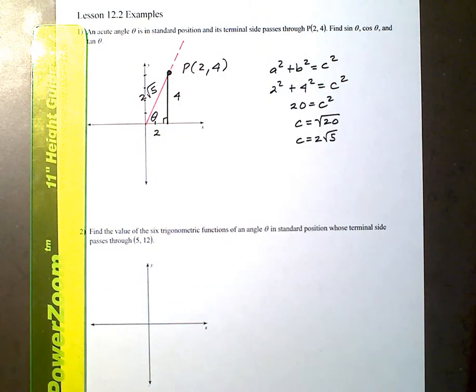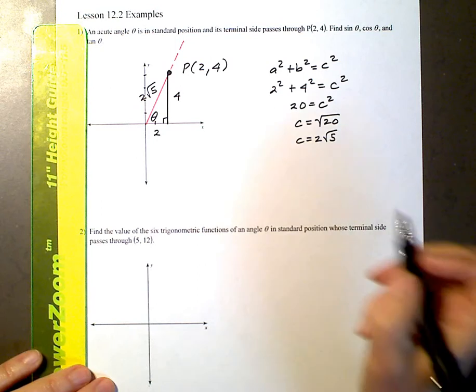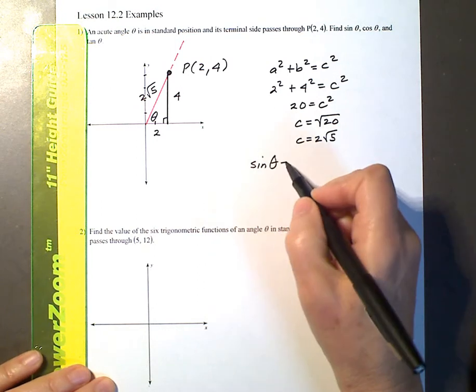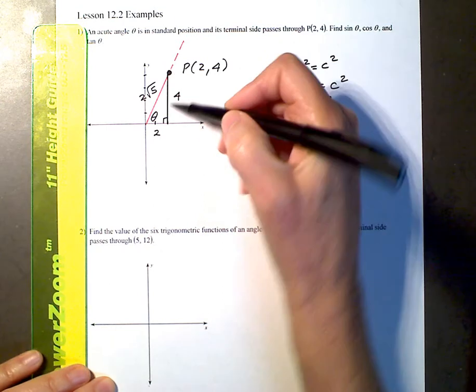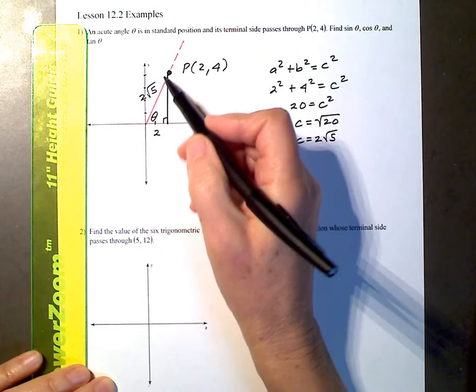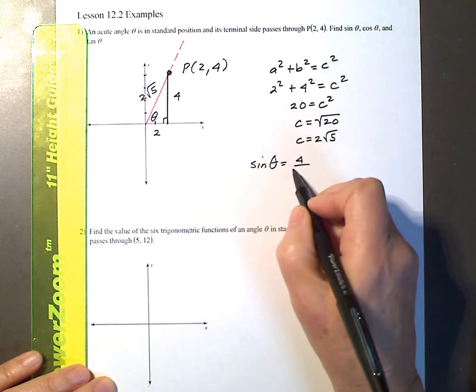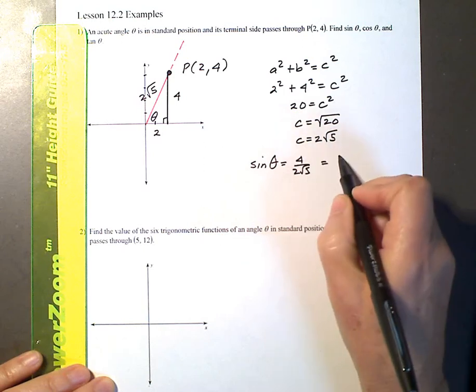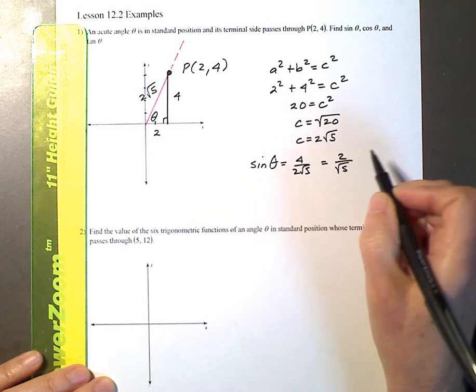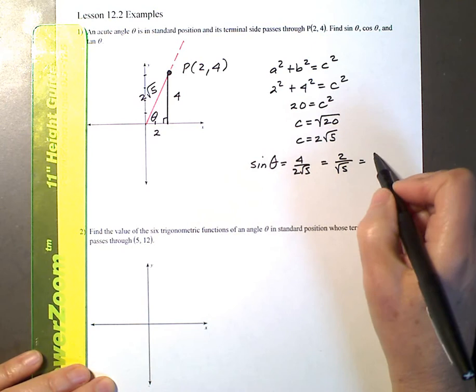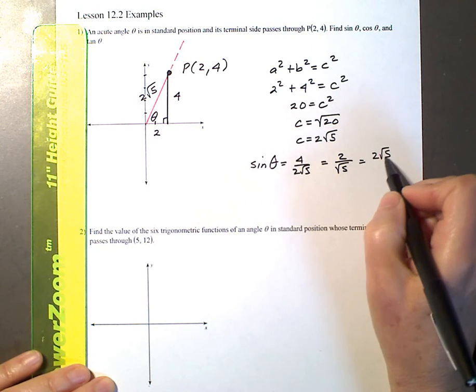So anyway, to find the sine of this angle theta, it's going to be the y over the radius, y over r, or opposite over hypotenuse. So 4 over 2 root 5, so that's 2 over the square root of 5, and multiplying by 1 in the form of root 5 over root 5 to rationalize the denominator, I get 2 root 5 over 5.